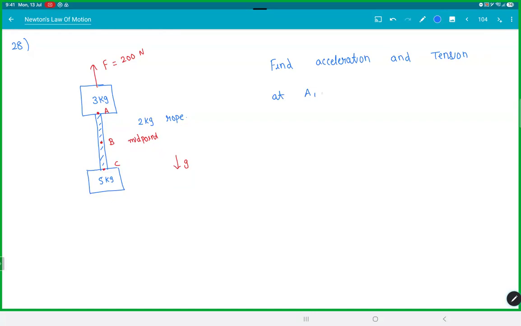There we have two blocks, a 3 kg block and a 5 kg block, connected by a 2 kg rope. This whole setup is pulled up with 200 newtons of force. Find the acceleration of the system and find the tension at A, B, and C. A is the topmost point of the rope, B is the midpoint, and C is the lower part of the rope.